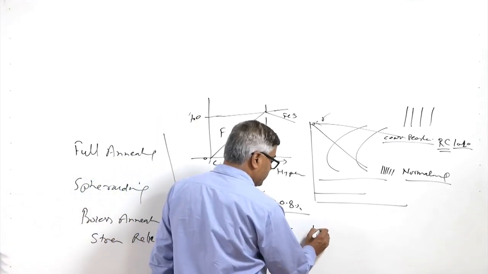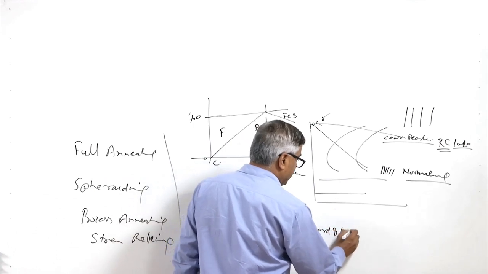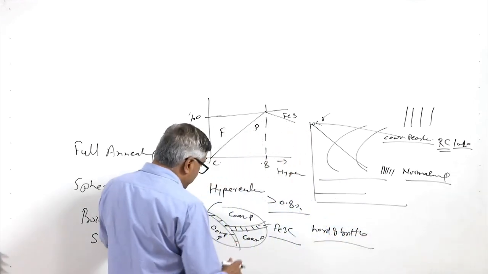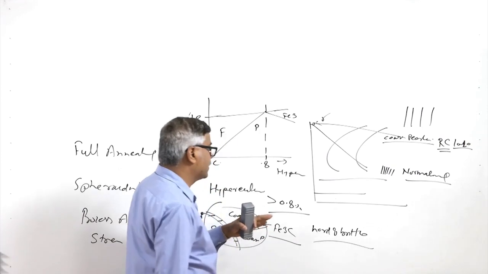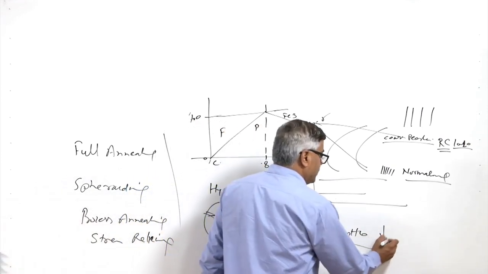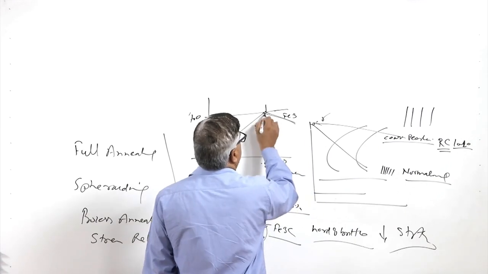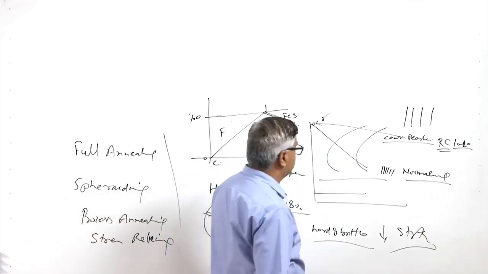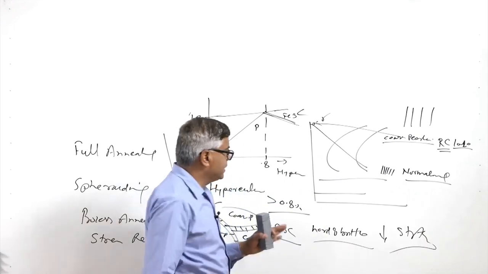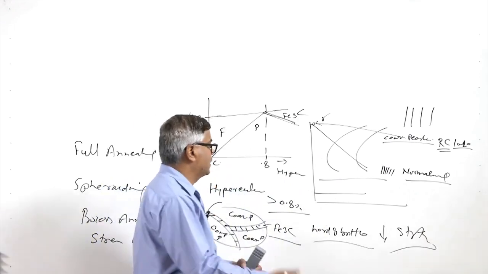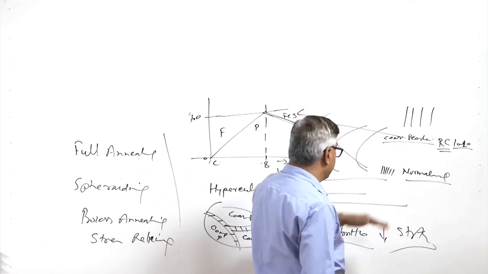Since the Fe3C is very hard and brittle, if it forms a continuous network along the grain boundary, then it reduces the strength of the steel. So, that is why we see some reduction in the strength of the hypereutectoid steel after the annealing.